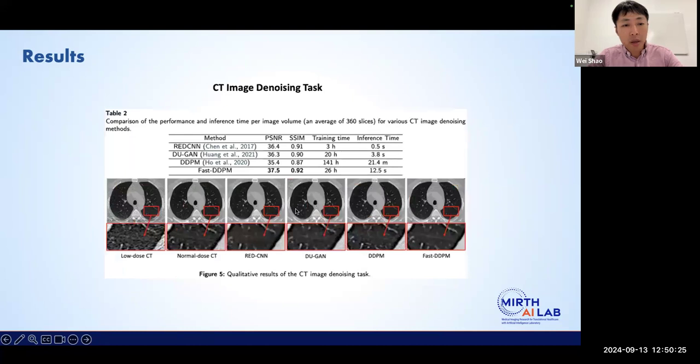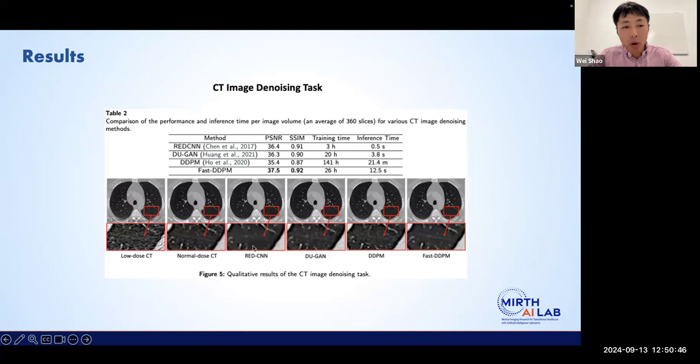Another task is image denoising. We have a low dose CT as an input, and we want to predict the higher dose CT, going from this low dose to this high dose. So this is the input, and this is the ground truth. Those are the predictions from a convolutional network based one, a GAN based one, and the original DDPM based one.